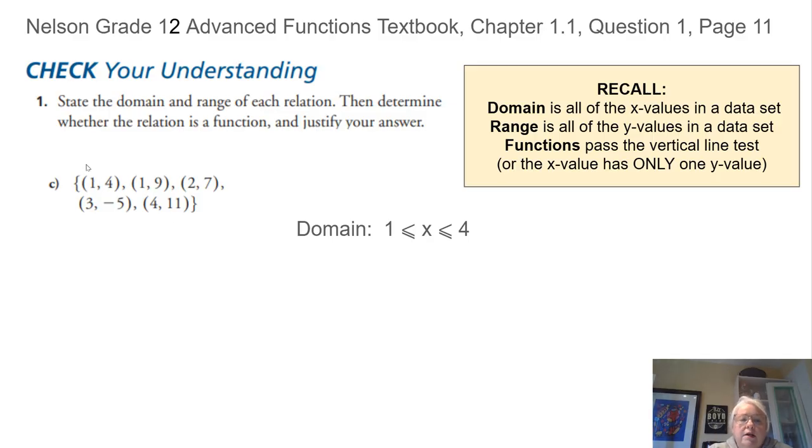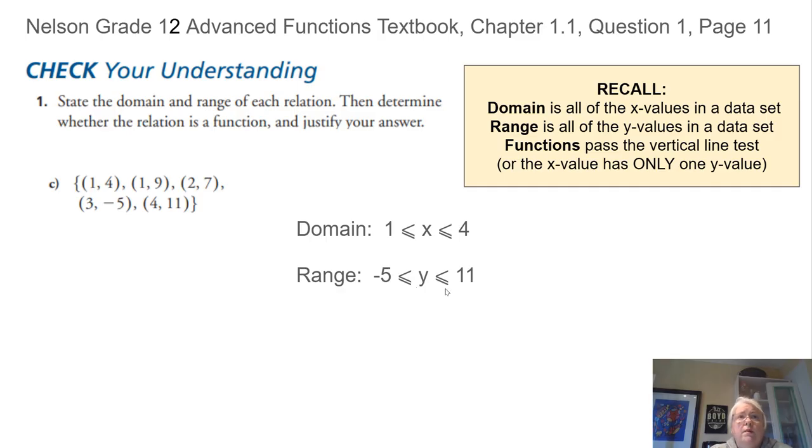The domain, however, is what we're going to be looking at, the x values. The x's range from 1 all the way to 4. So that's what we're going to write. 1 is less than or equal to x is less than or equal to 4. For the range, we're going to look at the y values. They range from -5 to 11. So we're going to write that as the range having a range of -5 to 11 with y in the middle using your less than or equal to signs.